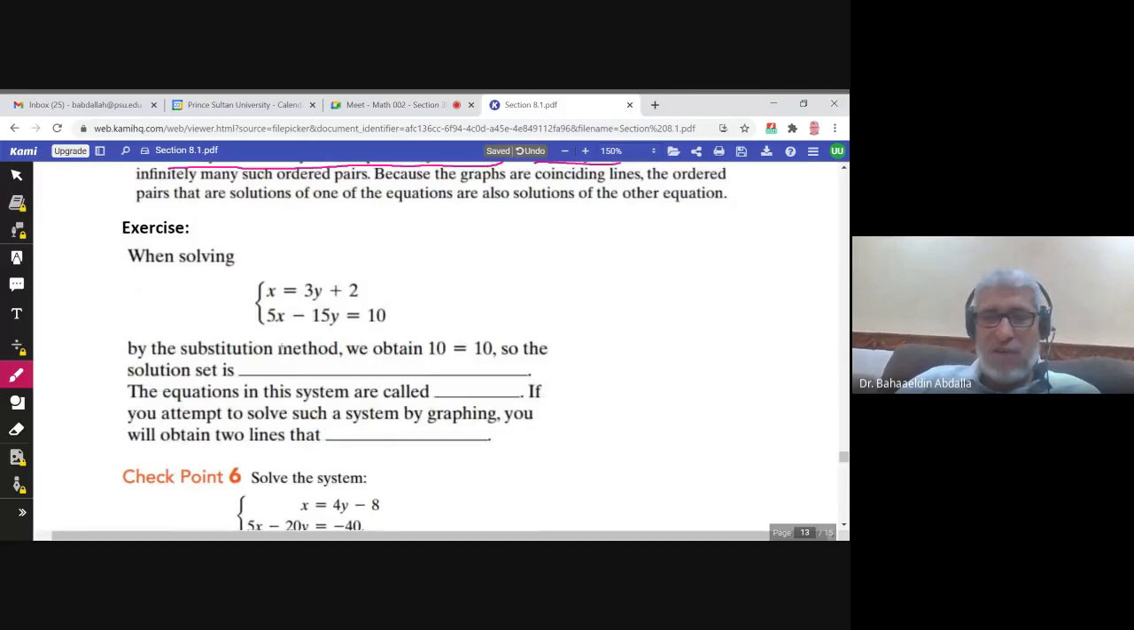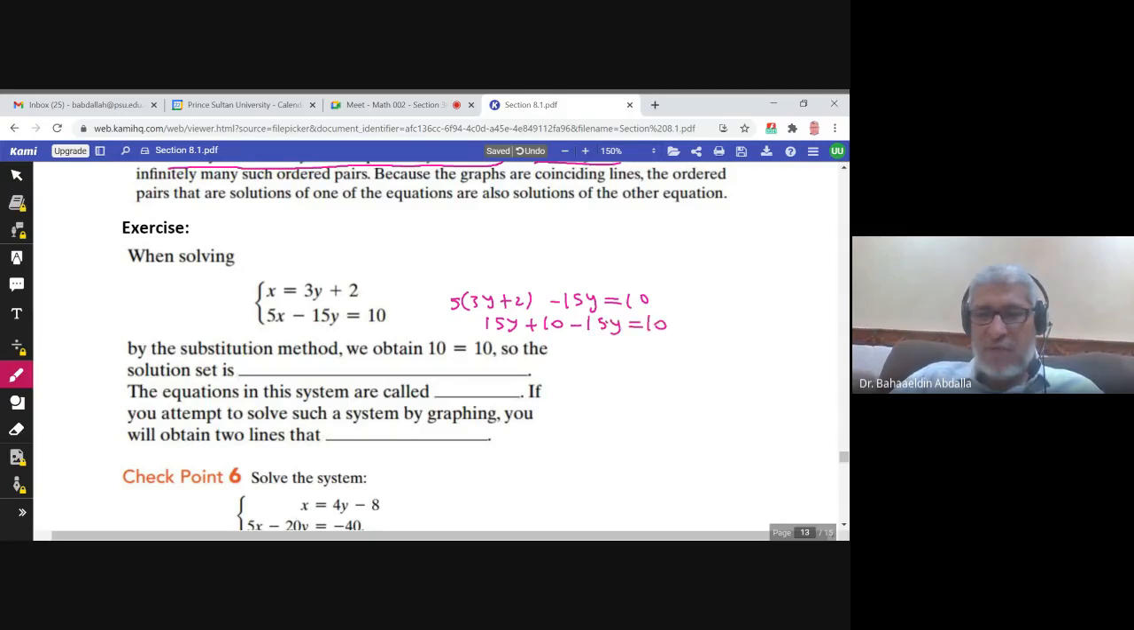So when solving this system by the substitution method, we obtain 10 equals 10. How? Substitute the value of x from the first equation into the second equation: 5 times 3y, 15y plus 10, minus 15y equals 10. 15y minus 15y is 0, and you have 10 equals 10, a true statement.